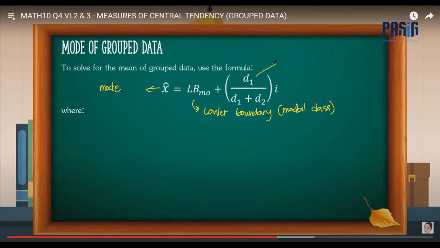How about for D sub 1? What is D sub 1? It's the difference of the frequency of the modal class minus the lower. Okay, let us put it below. This is the modal class minus lower. This D sub 2, it is also a difference.